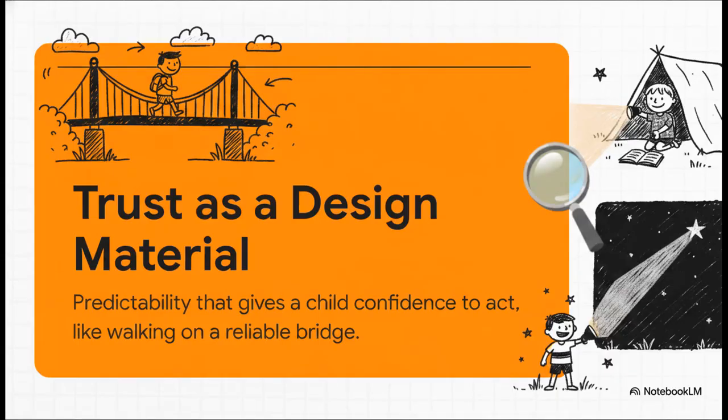Okay, truth 5. Trust is quite literally a design material. It has to be earned, and it cannot have hidden rules. Trust is that predictability that gives a kid the confidence to take action. It's a lot like knowing a reliable bridge is going to hold your weight the moment you step onto it.